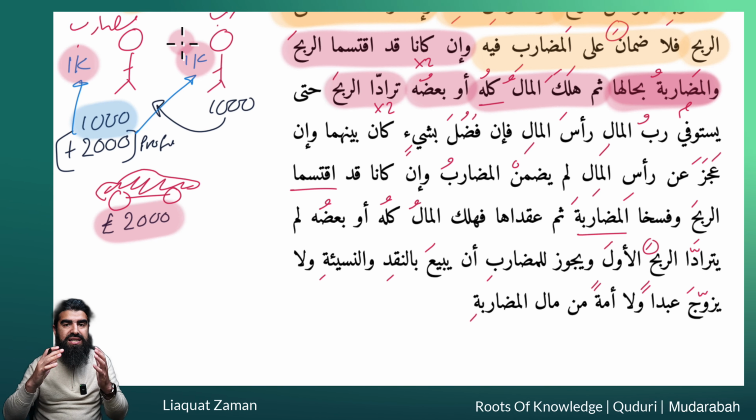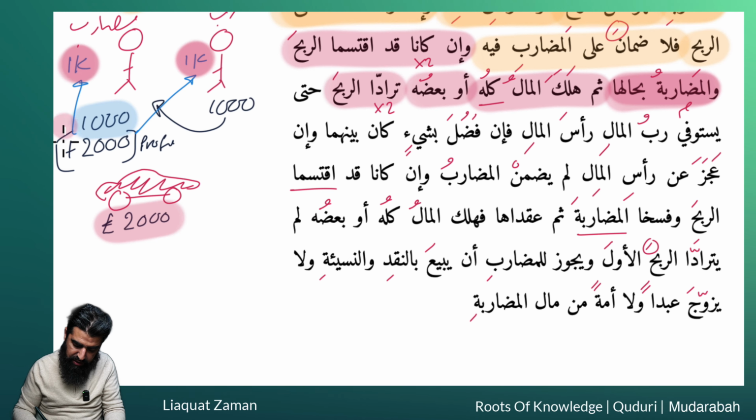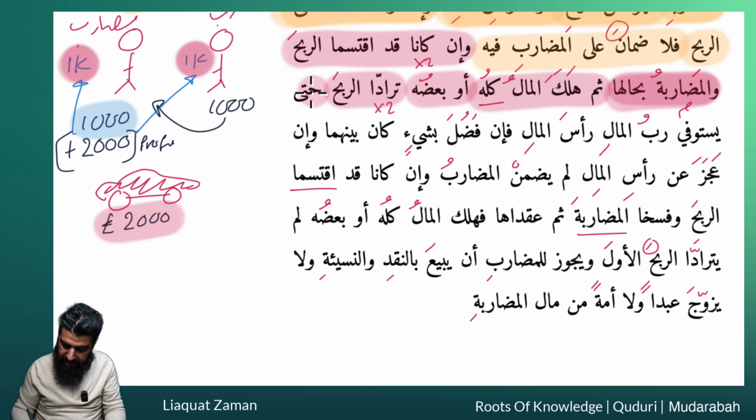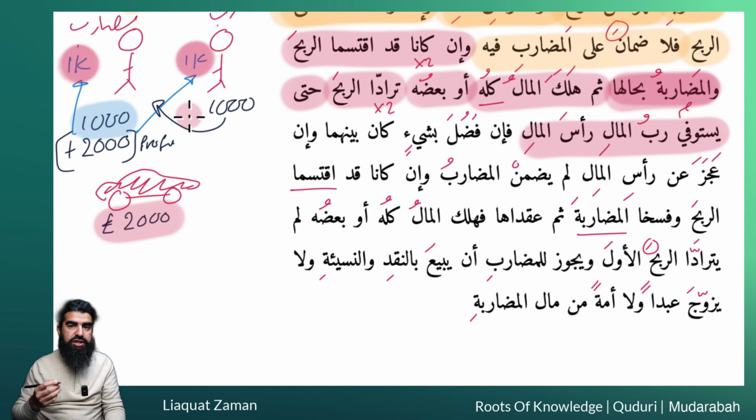Now, because the contract is still going on, they have to put that money back now. That money, that 1,000 that they took out, the dividends, they have to now put them back in. Hatta yastawfiya rabbul mali ra'sal mal. So that the Rabbul Mal can get his original money back. Now, in this case, no problem, because if we take 1,000 back, there's still the original 1,000. Remember, it's 3,000 altogether, isn't it?